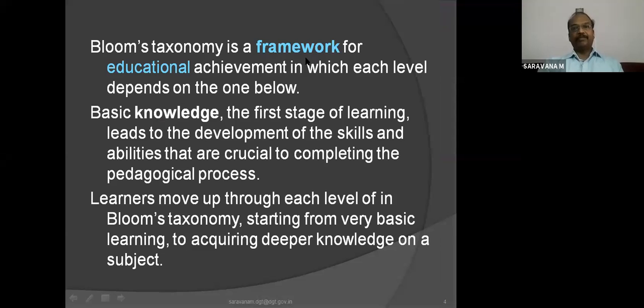Based on the NSQF framework only is our syllabus, and our reference books, and our system of training, and system of evaluation, testing and evaluation, even certification also. Everything is based on the framework. Like that, Bloom's taxonomy is also a framework for educational achievement, in which each level depends on the one below. So there are levels, like NSQF has 10 levels, level 1, 2, 3 to 9, 10. And Bloom's taxonomy also depends on some levels.